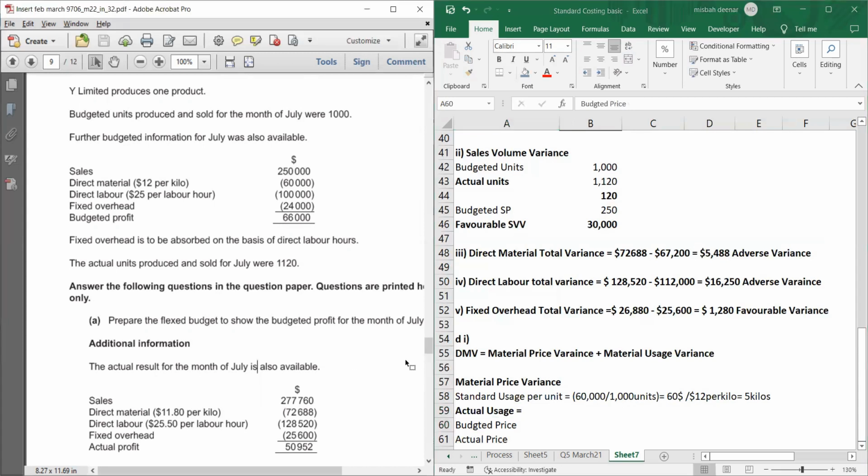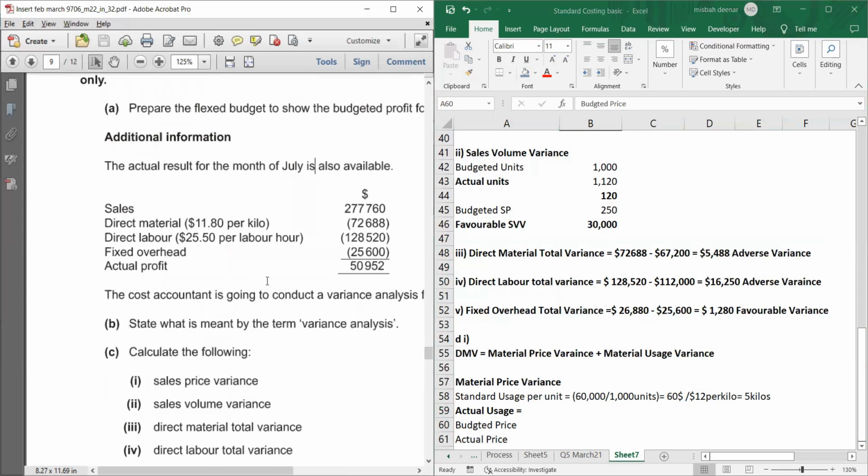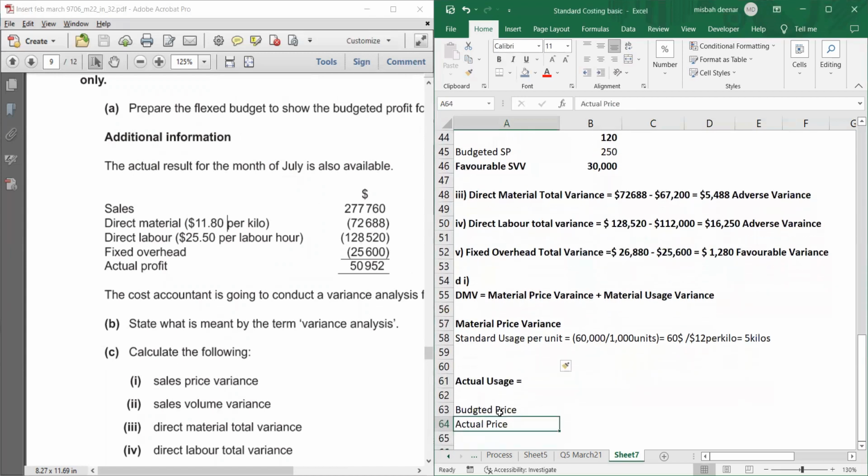so if I go to the actual data, we have direct material 11.80 per kilo for 72,688. So how many kilos? To avoid any confusion, I will ask my question, how many kilos? So for actual usage, we have 72,688. And what's the cost per kilo? Divided by $11.80 per kilo equals 6160 kilos.